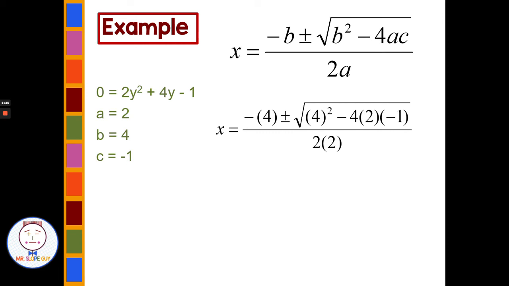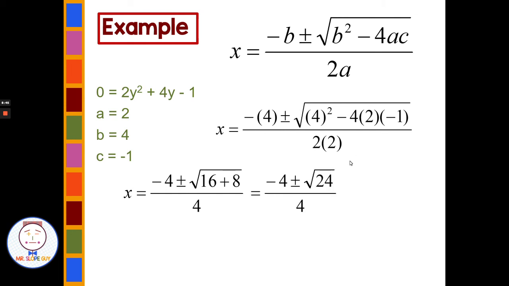Once again, try to do that substitution without doing any operations first. Then we can work on simplifying. 4 squared is 16. Negative times a positive times a negative is positive. 4 times 2 is 8 times 1 is 8. 2 times 2 is 4. And I get the square root of 16 plus 8. The square root of 16 plus 8 is 24.